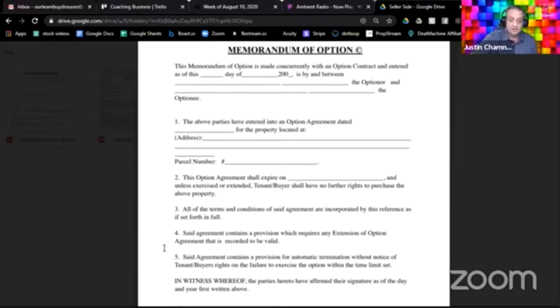It's actually more standard. It's just a notification that there's an option agreement somewhere out there. Look at number 1. The above parties have entered into an option agreement dated this. That's coming right off your lease with option. Number 2, this option agreement shall expire on blank. That's right off of that lease with option. Number 3, all terms and conditions of said agreement are incorporated by this reference as if set forth in full. In other words, without saying everything that option agreement says, this represents that. And this is what I'm going to file at the courthouse. So this is how you file your notice at the courthouse without having all of your private information and the seller and everybody all out on public blast. This is just a notification. So you'll need both of these, and you'll want to file this one at the courthouse.